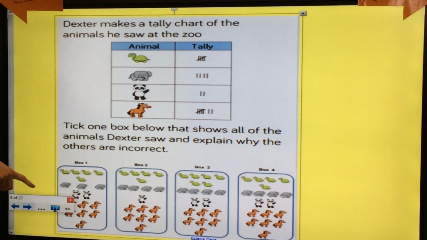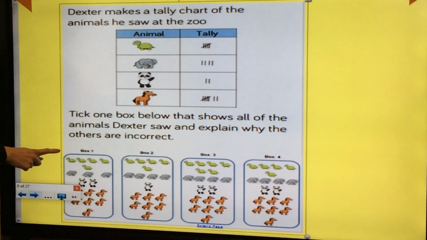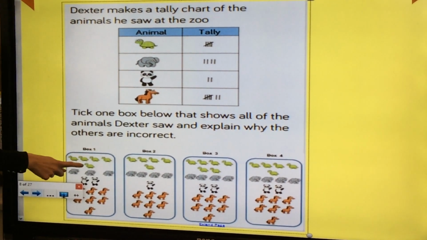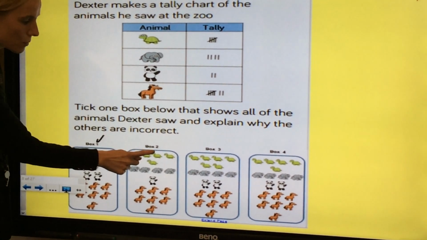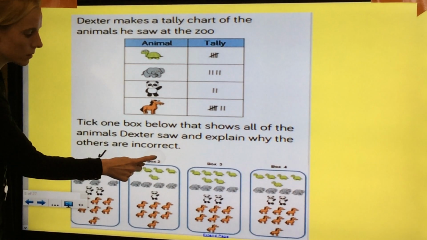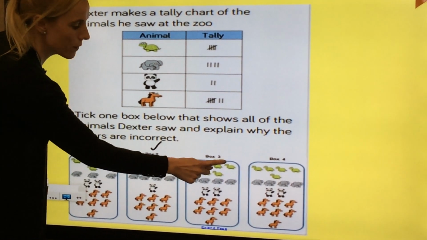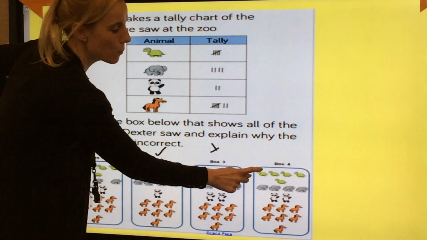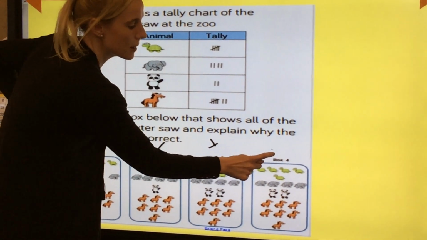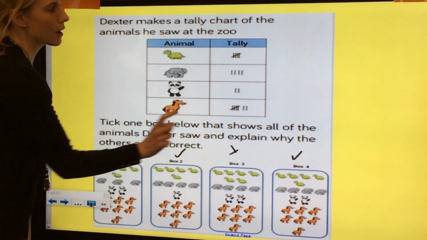So looking at the tortoises, we've got 5. 1, 2, 3, 4, 5. Oh, so it could be this box. 1, 2, 3, 4, 5. It could be this box. 1, 2, 3, 4, 5. Oh, it can't be that box. That box has 6 in it. 1, 2, 3, 4. Oh, it could be that box. Right. So now we've got 3 it could possibly be.